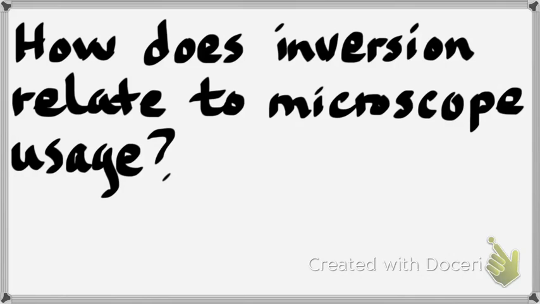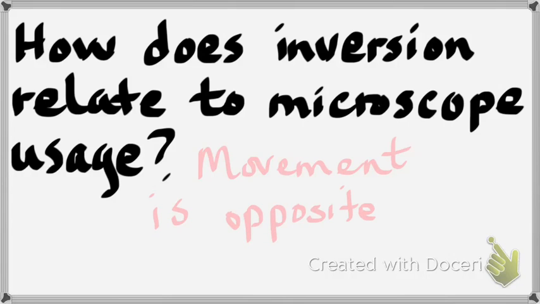If you push a slide to the left, what way does the image go? To the right. If you push a slide down, the image goes up. So what's the general statement here? All movement is opposite under the microscope. So I'll write that down. Movement is opposite. Up goes down, left goes right. And again, it's because of the inversion.